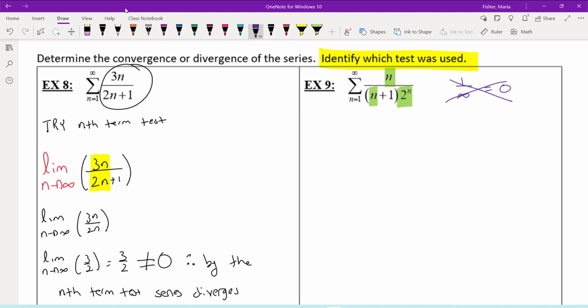So instead of using the nth term test, let's use a different test. Typically, I won't use the integral test unless I need to. I prefer the limit comparison test or the direct comparison test. So let's figure out what we could compare this to.